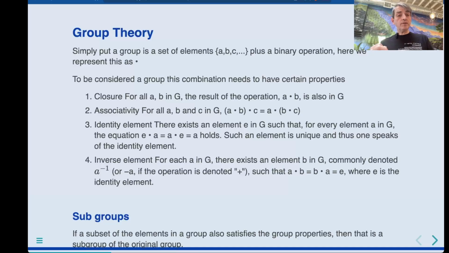And as we'll see later, this is really tied in with the operation that we're doing. In groups, we only have one operation, but as we'll see later, we could have multiple operations. So that's the identity element.